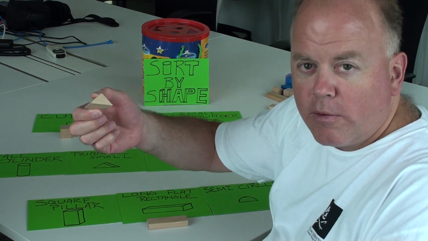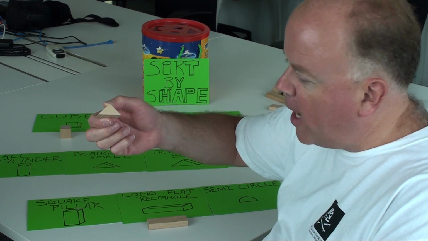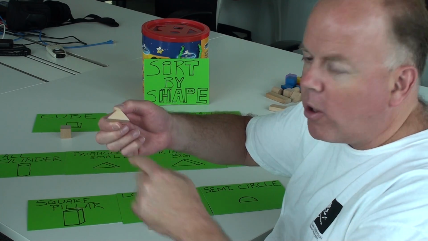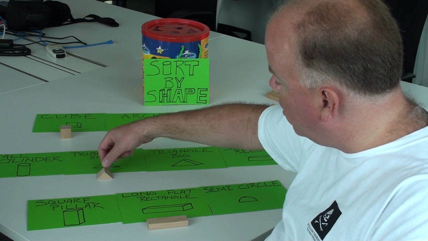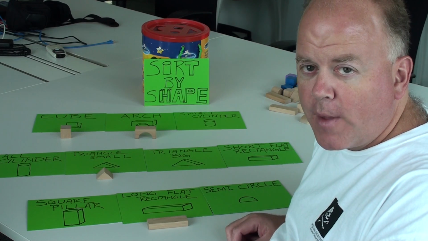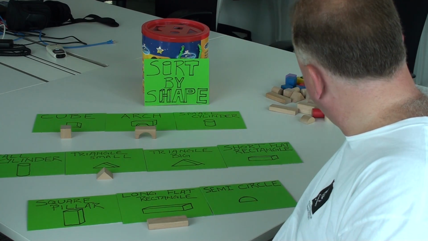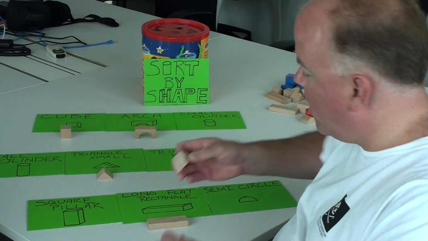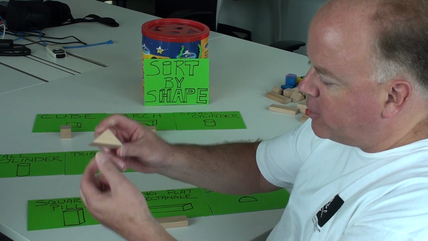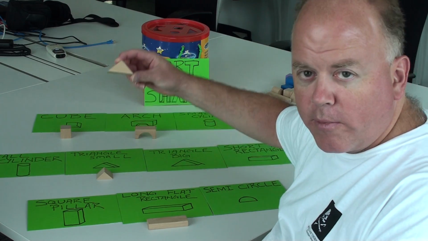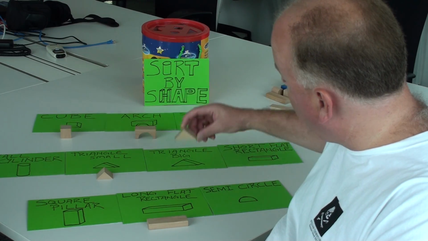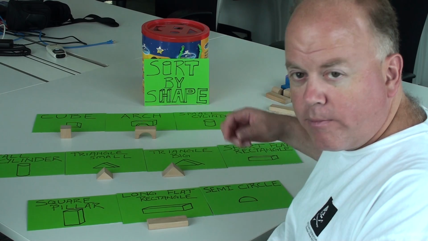This block is a little triangle. So we're going to put it in the little triangle part. Okay? Triangle small. This one is a bigger triangle than this one. So we're going to put it in the triangle big pile. Okay?